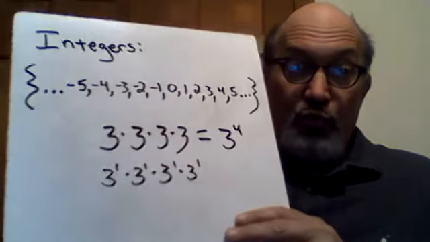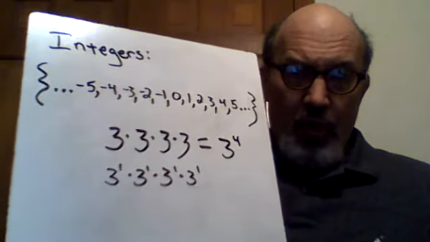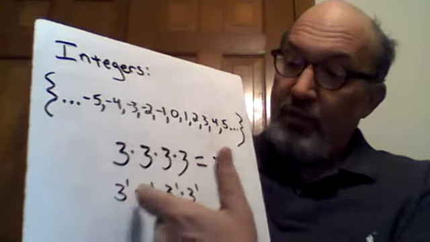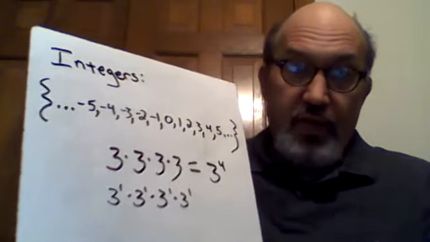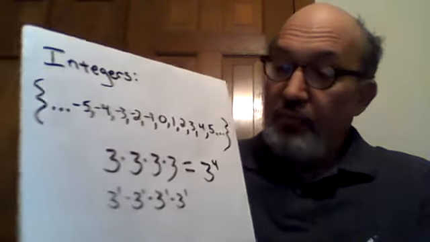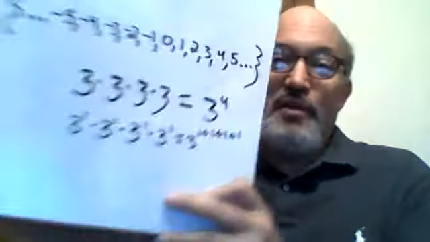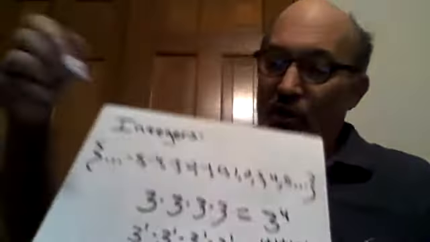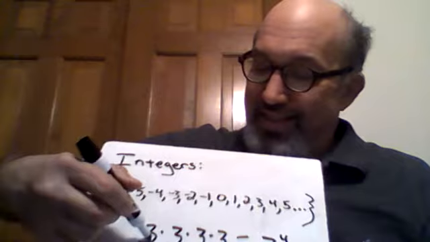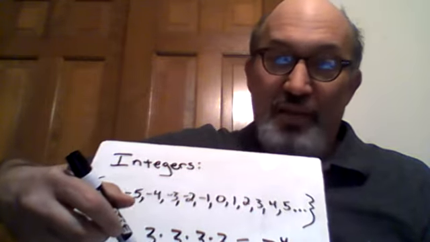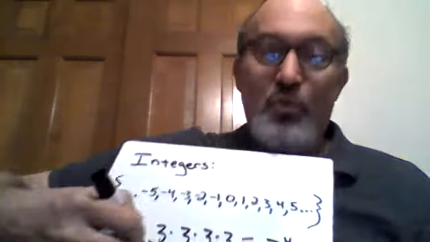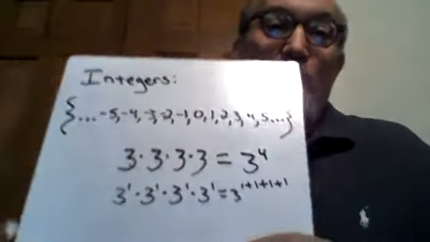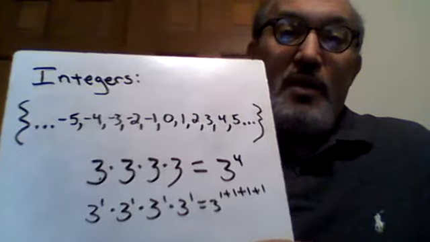And think back about rule number 1. Rule number 1 says that when you're multiplying powers of, in this case, 3, add the exponents. So rule number 1 would tell us that this is 3 to the 1 plus 1 plus 1 plus 1, which is 3 to the 4th. So 3 is the same as 3 to the 1 because 3 to the 1 works out according to rule number 1 when we substitute it for 3.